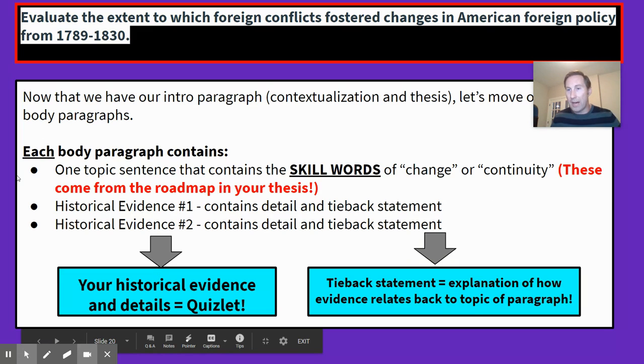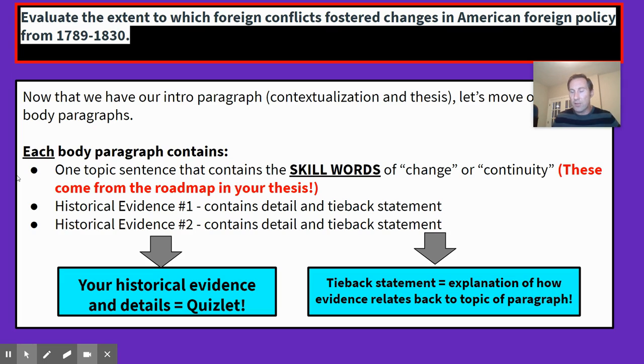Okay, so that gets us into our body paragraphs. Now, when we get into our body paragraphs, your intro paragraph is going to start with your contextualization, and then it's going to be your thesis. And then you're going to have a body paragraph for each major argument you're trying to make. Your first change, your second change, your continuity.